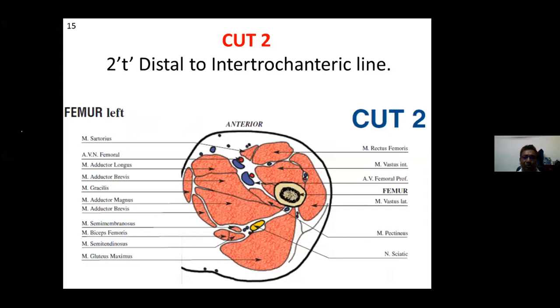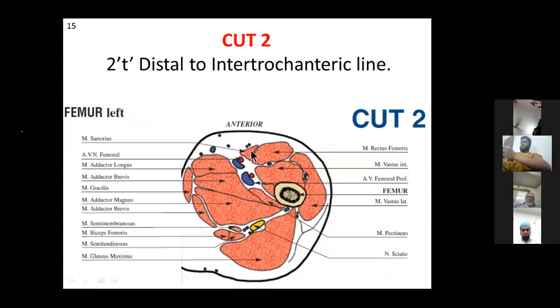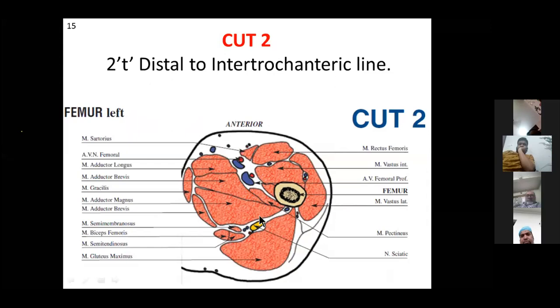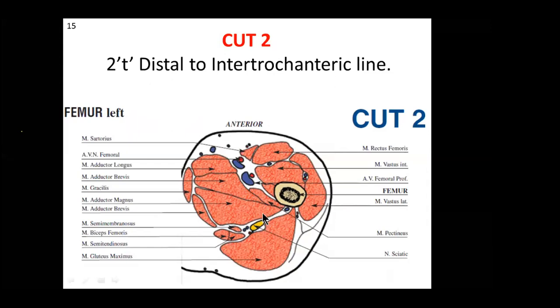In cut section 2, this is 2T distal to the intertrochanteric line. Here, the femoral vessels are located intramedially within the triangle formed by the sartorius and adductor musculature. This is the adductor musculature and this is the sartorius. The sciatic nerve lies medial in reference to the femur. This is the sciatic nerve.